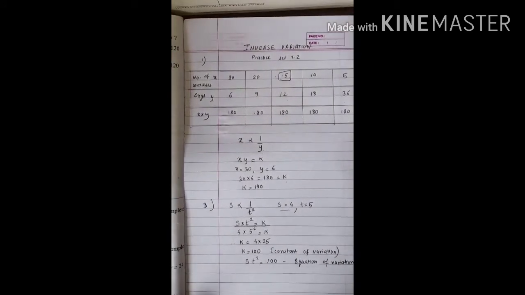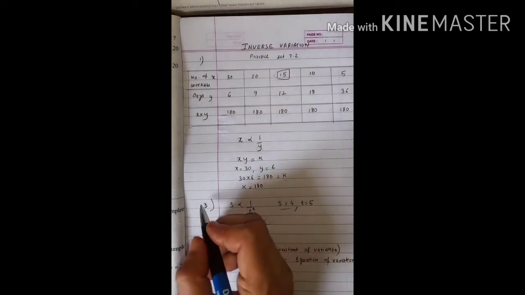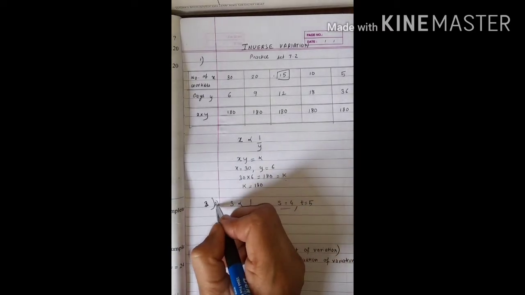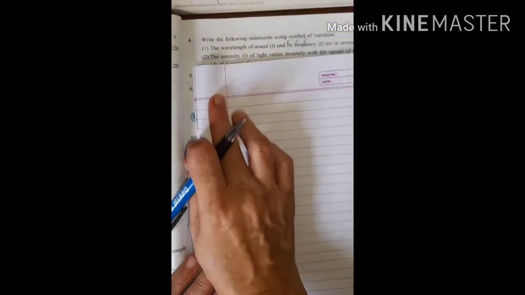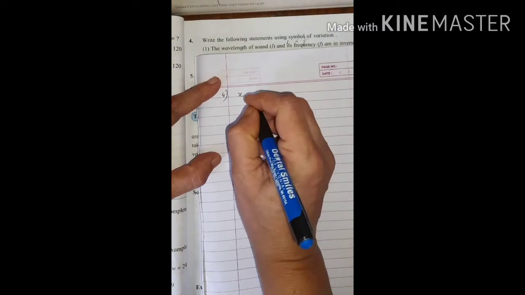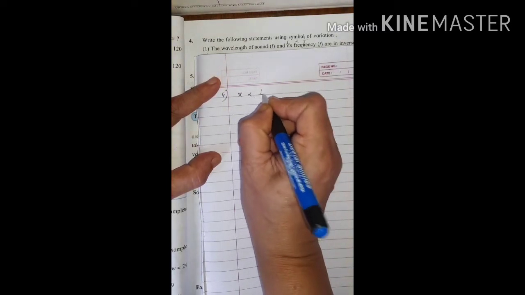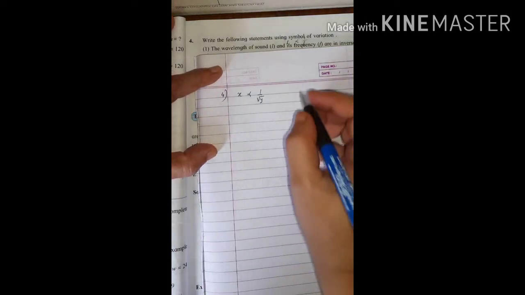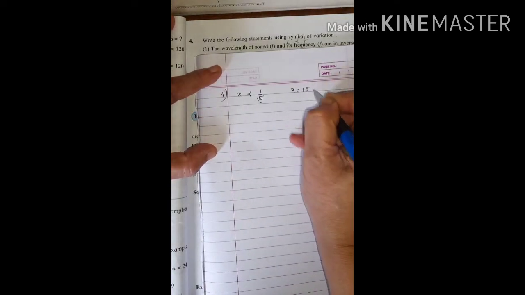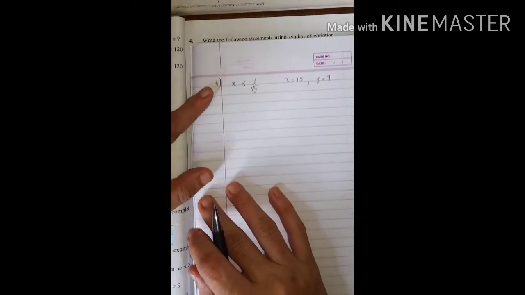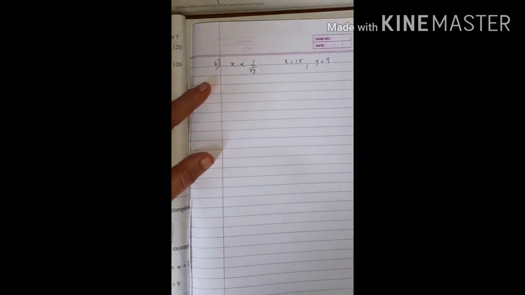Let us see the next question now. In this we will solve, this is question number 2, first one. Third one, sorry, we will solve question number 4 now. In question number 4 they have given X inversely varies with square root of y. X is equal to 15, which is given to us, and y is equal to 9. Let us find the constant of variation.